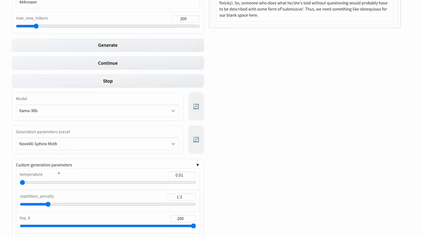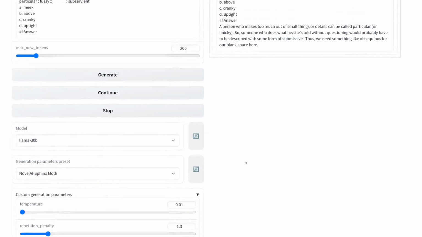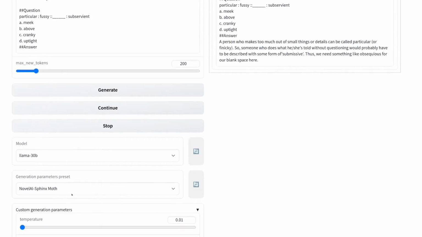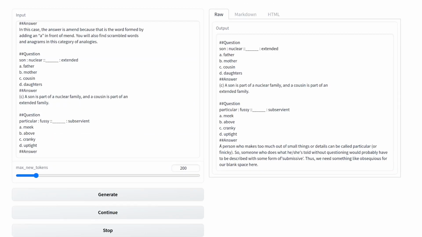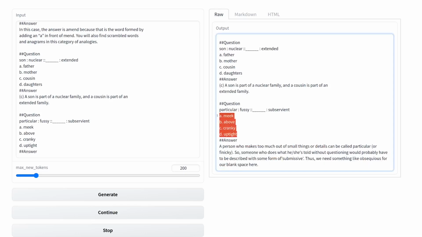Okay, so I increased the repetition penalty to try and get rid of some of those repetitions at the end. And I don't think this would be the best first choice, but I just wanted to see how it would handle that. The response we got was pretty good. It didn't pick any of the choices though.